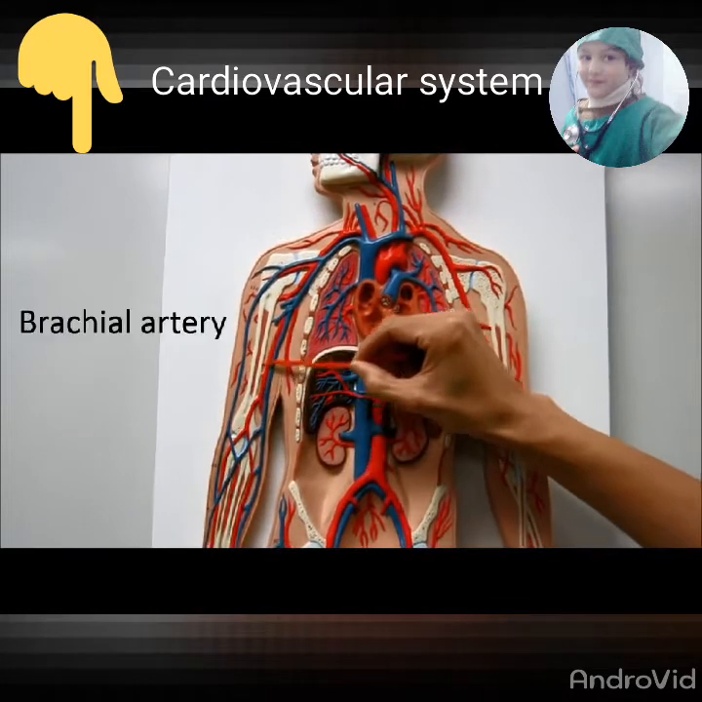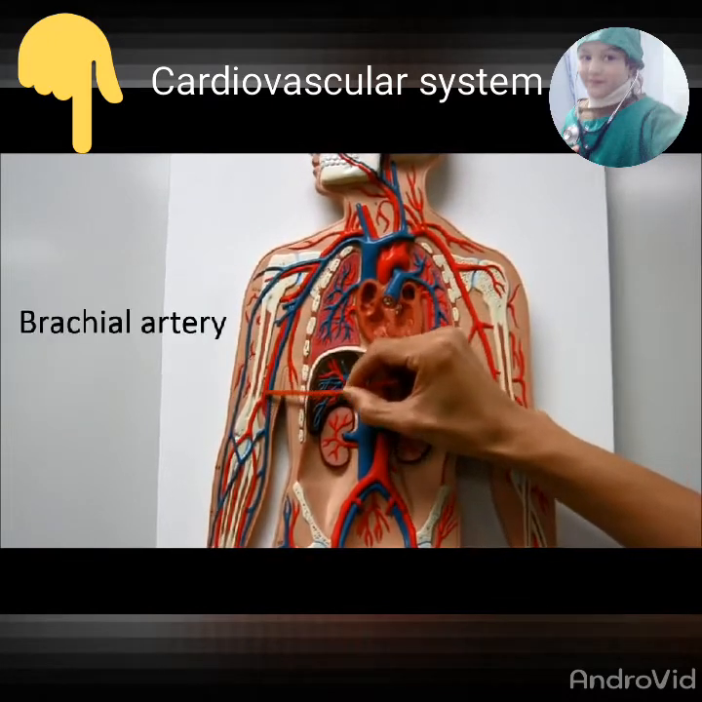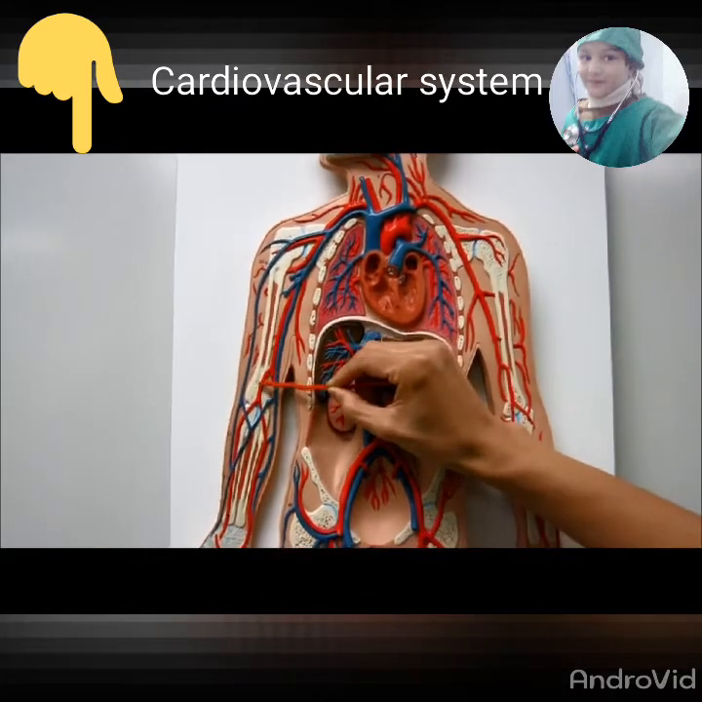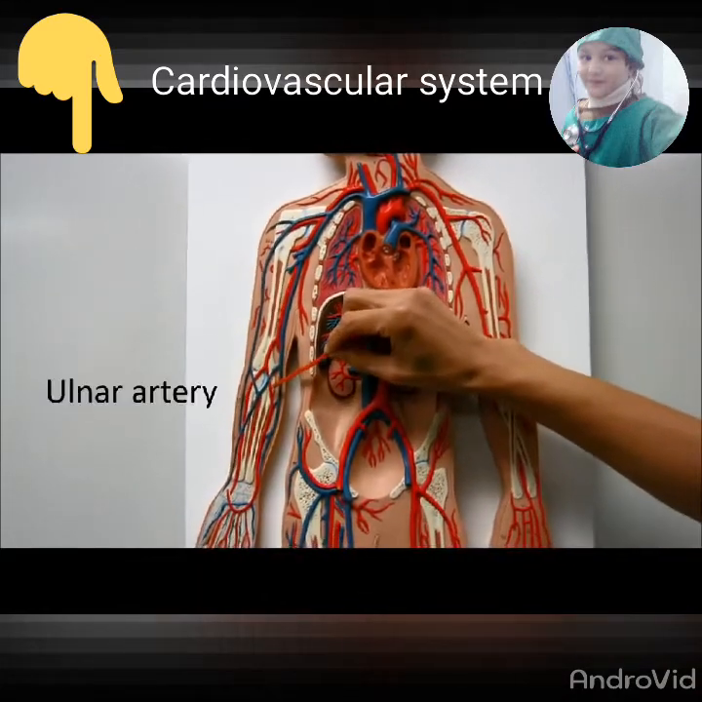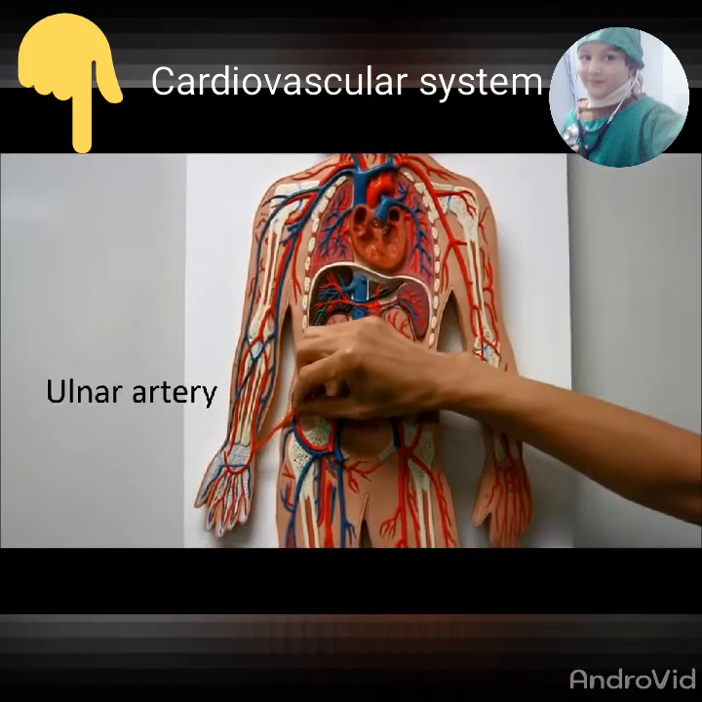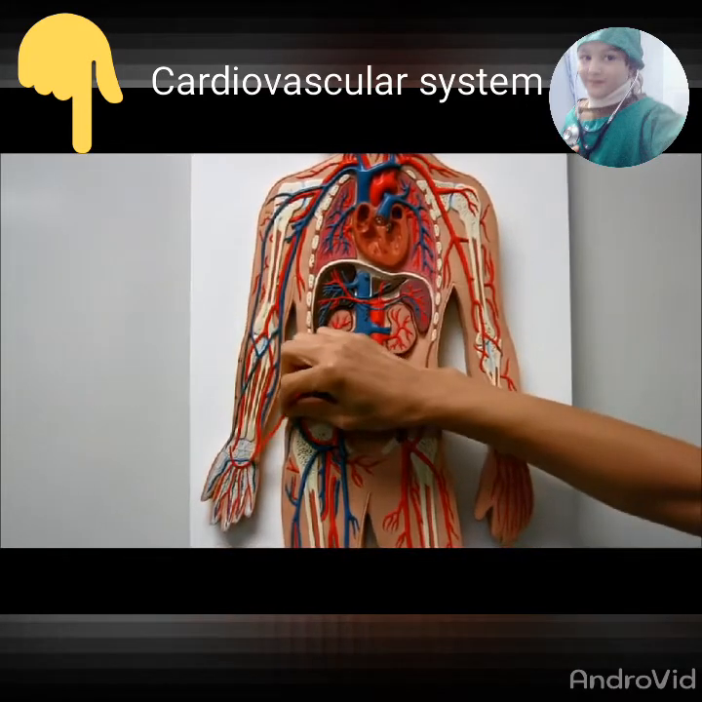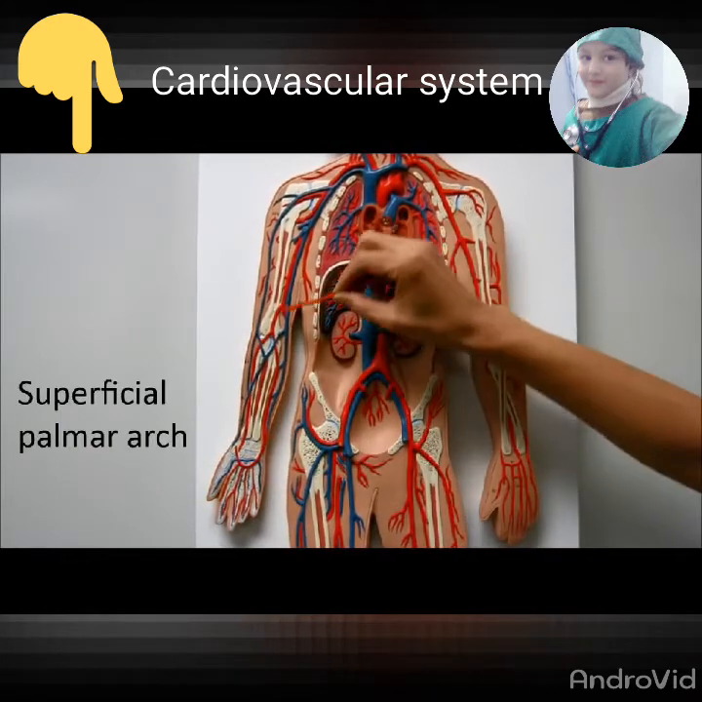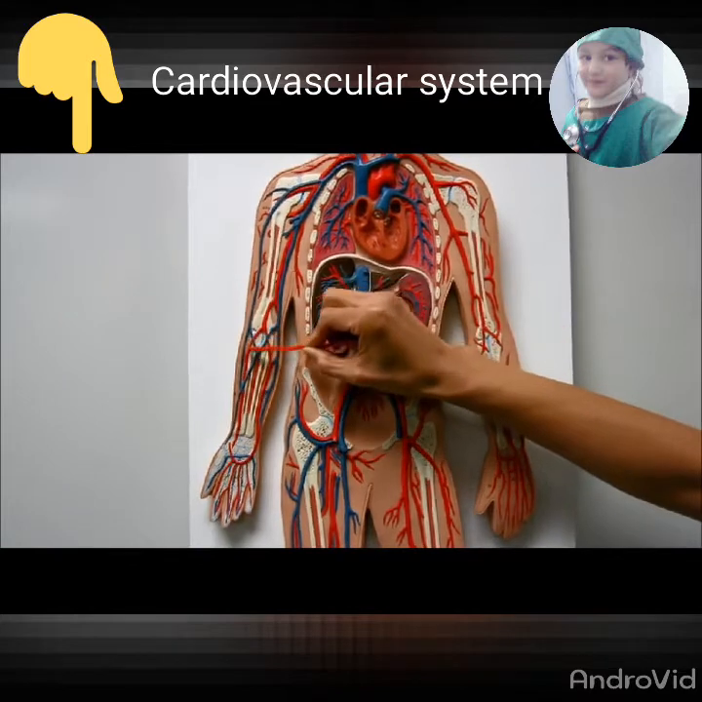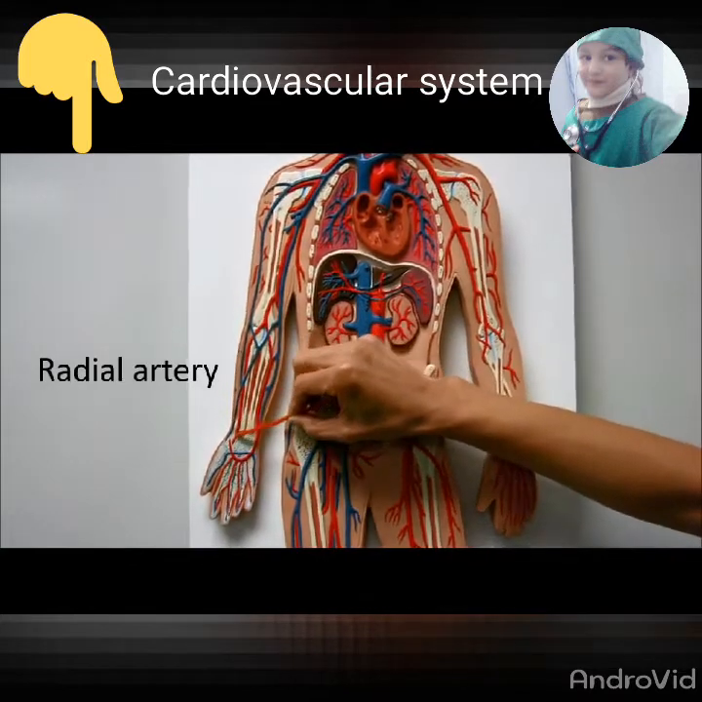Going here, the left subclavian artery then becomes the axillary artery around the armpit region. Then it becomes the brachial artery, the one in red, along the humerus. Then it branches around the elbow region to become the ulnar artery, to become the superficial palmar arch. Then the brachial artery also branches to form the radial artery.